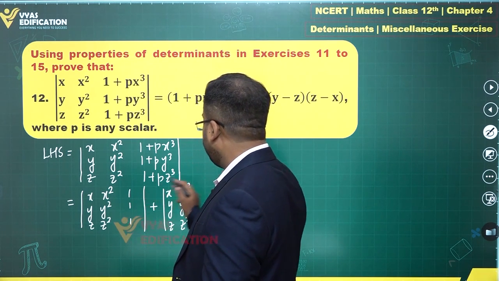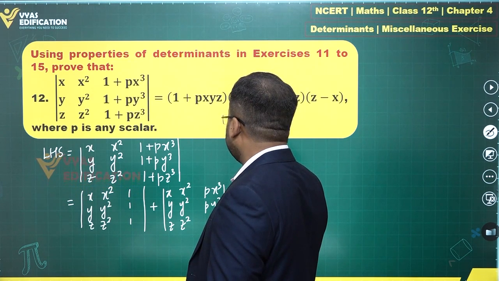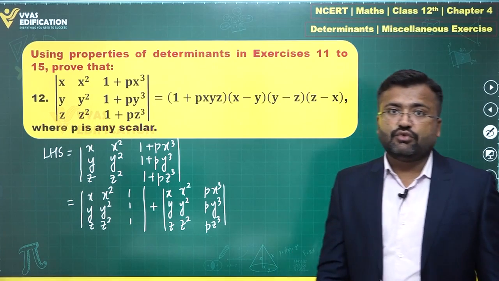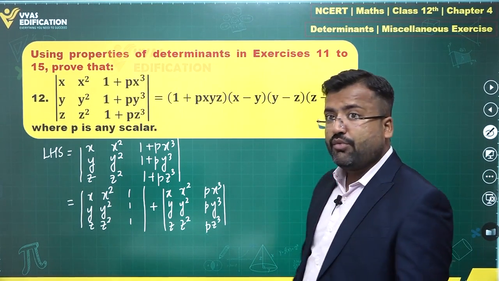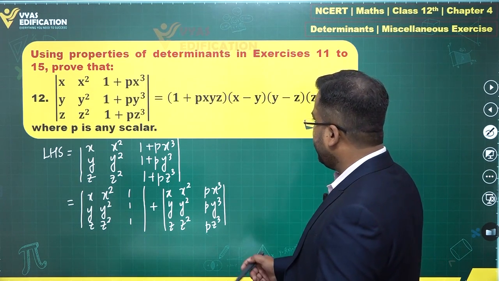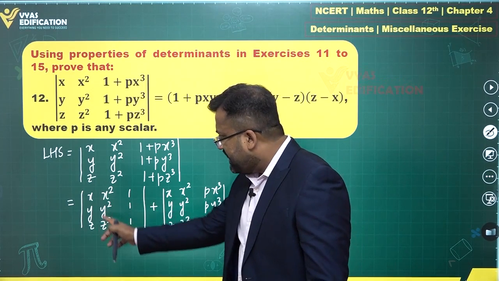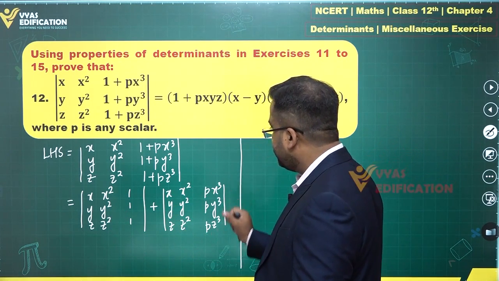1 plus p x power 3 p y power 3 p z power 3. I can write this whole thing as the sum of two determinants in this manner, like this. Okay, and what's important after that? Please observe, if I write it as this, then this will remain as it is. Let's not worry too much about this one. But this here, observe this one.